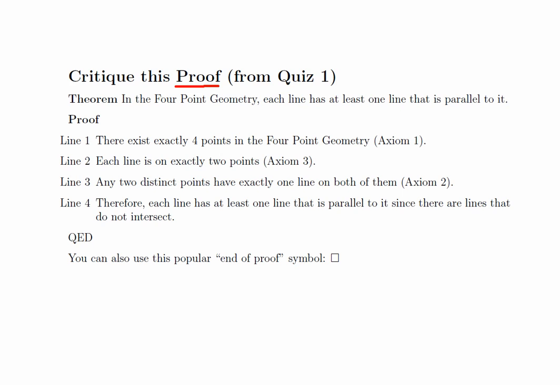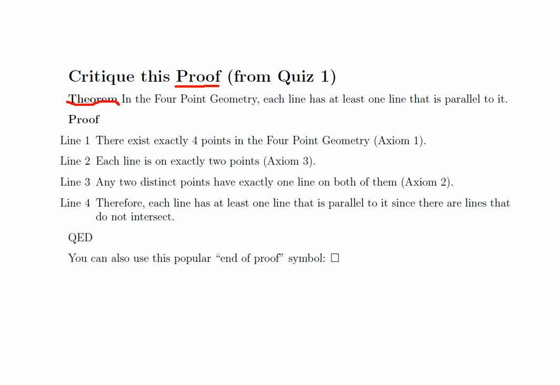Let's first mention that this is a little harder theorem to decipher because it's not in an if-then format. It just says in the 4-point geometry, each line has at least one line that's parallel to it. So let's make that an if-then statement, with some givens and a conclusion. If a line exists in the 4-point geometry, then at least one line is parallel to it. And how do we prove that?